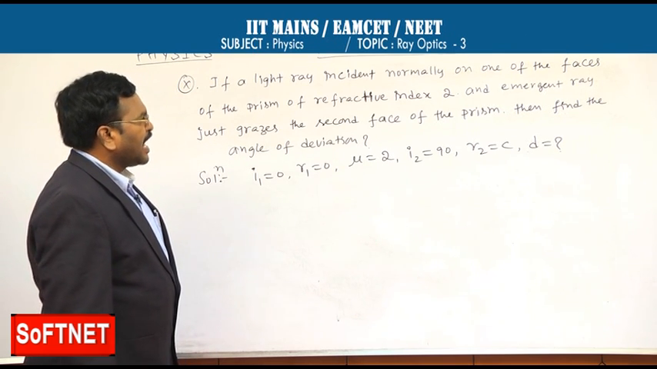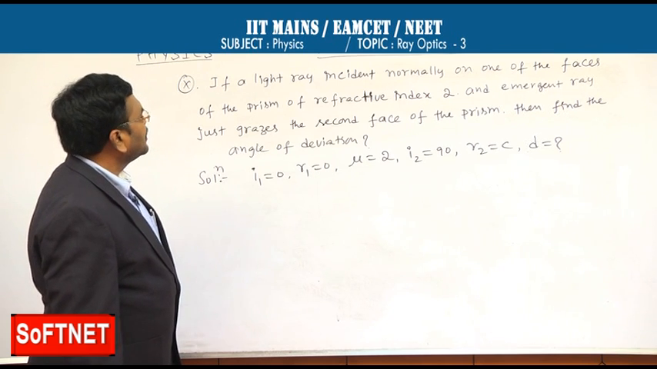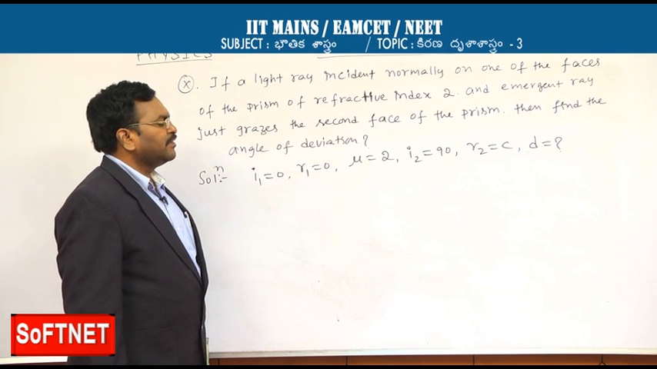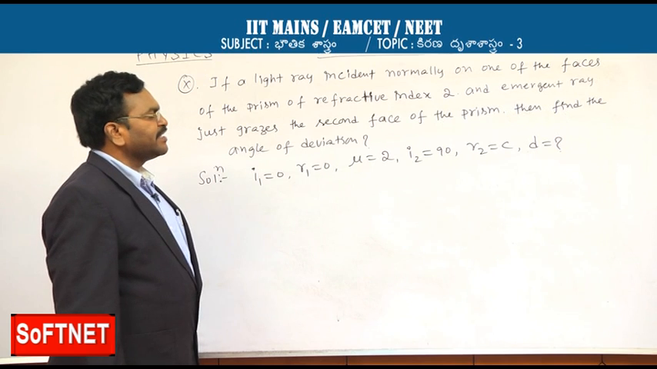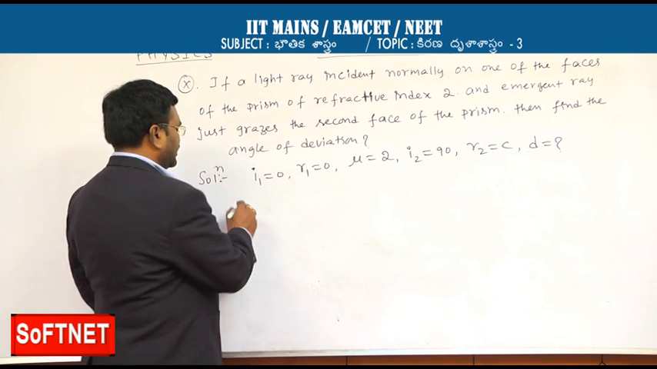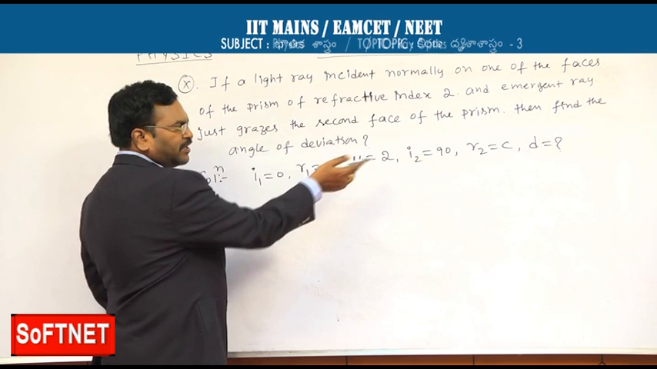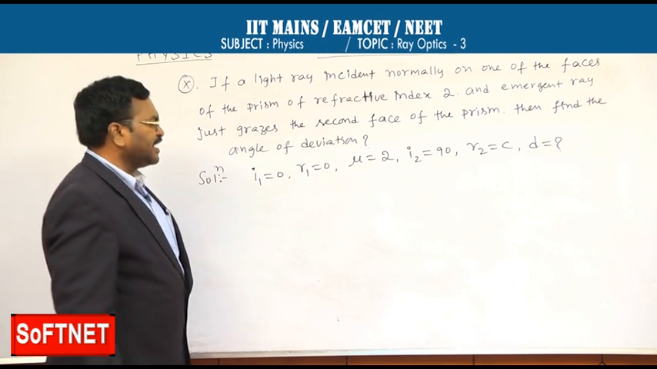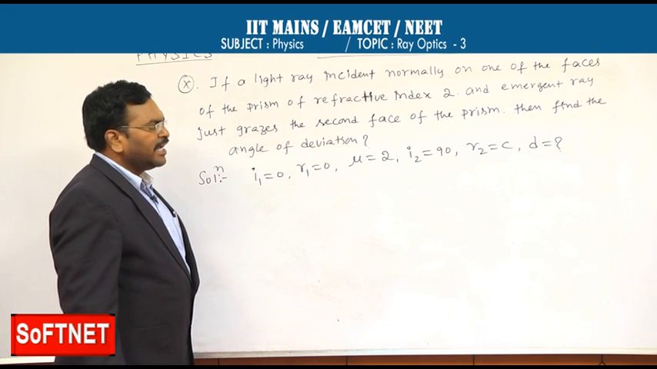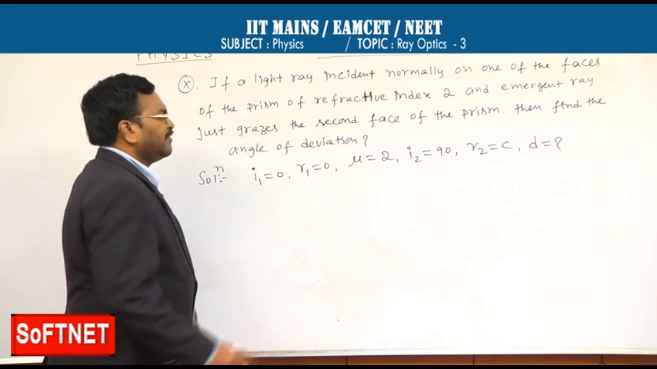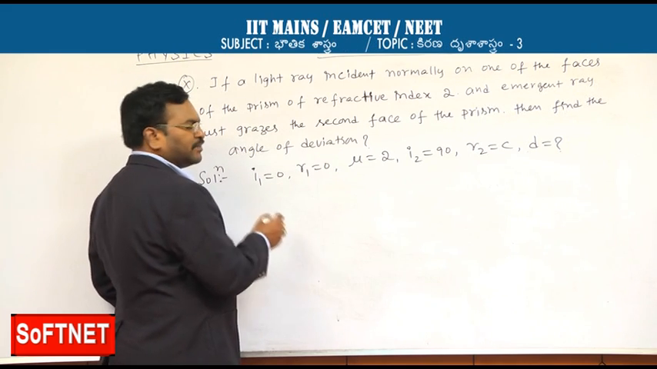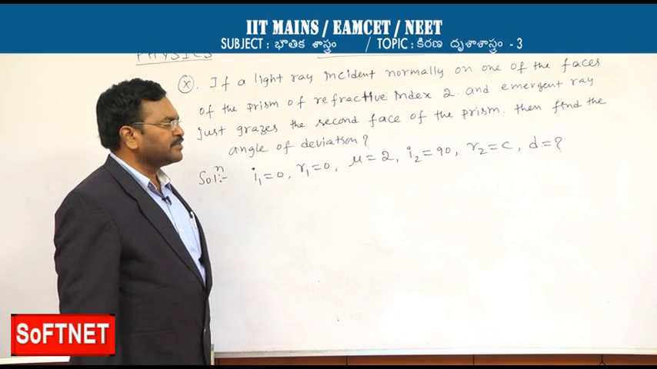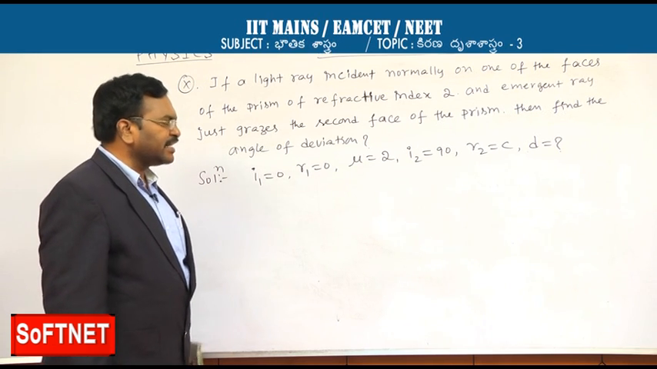The angle of the prism is not given here. Here the deviation is asked, so we want to calculate the deviation only. Deviation is equal to I1 plus I2 minus A. I1 we know, I2 also we know. A we don't know, but we calculate R2 now. A is equal to R1 plus R2, so A is nothing but R2 only. So we calculate the critical angle.